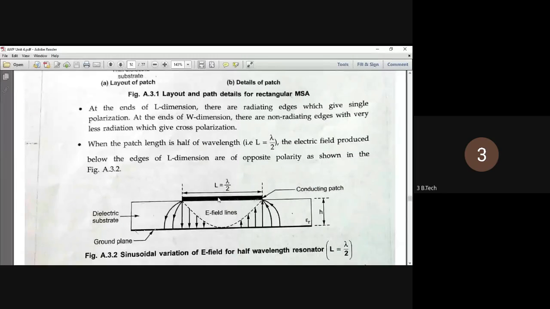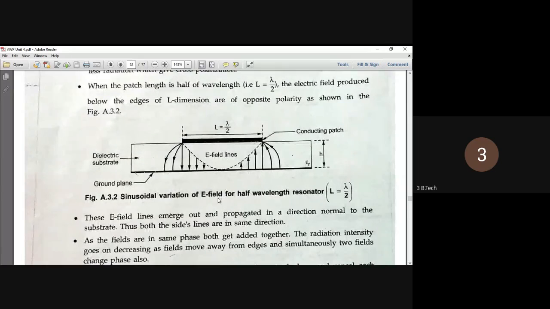When the patch length is half of the wavelength, that is equal to lambda by 2, the electric fields are produced below the edges of L dimensions. So ఇక్కడ మీరు అబ్జర్వ్ చేస్తే ఎప్పుడైతే రెక్టాంగులర్ ప్యాచ్ తీసుకున్నాం L is equal to lambda by 2 లో, ఇంకా ఫస్ట్ అండ్ వెరీ వెరీ ఇంపార్టెంట్, the E field lines emerge out and propagate in a direction normal to the substrate. So మీరు ఇక్కడ అబ్జర్వ్ చేస్తున్నారు, these are the E field lines.